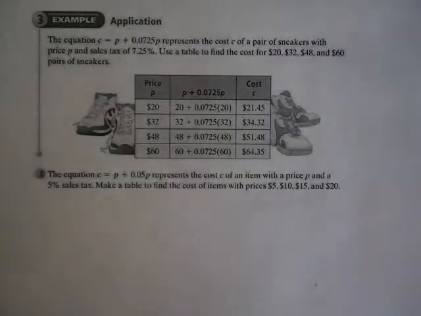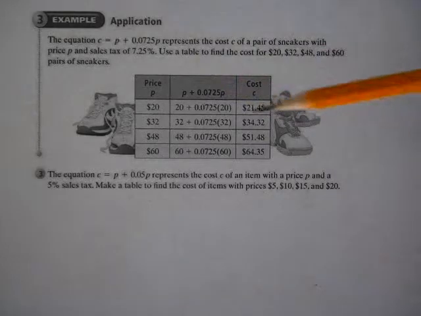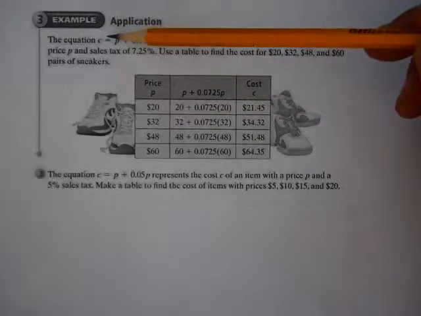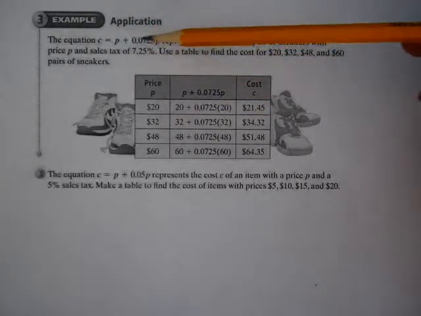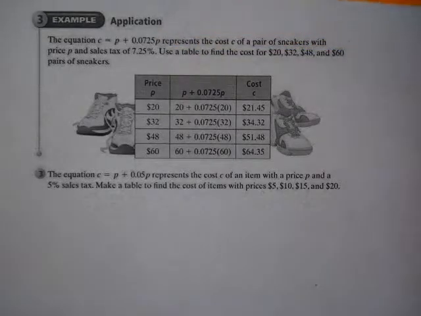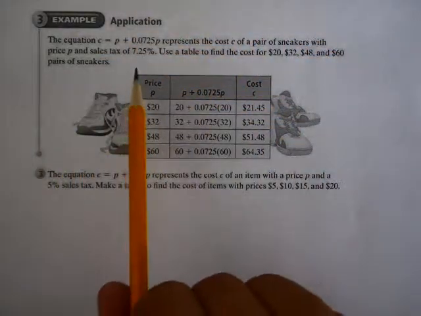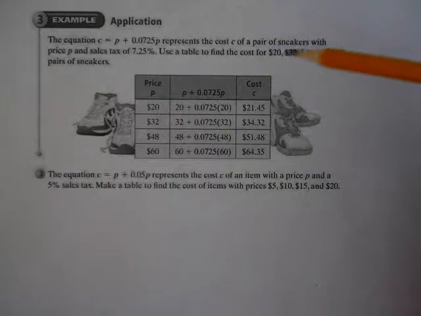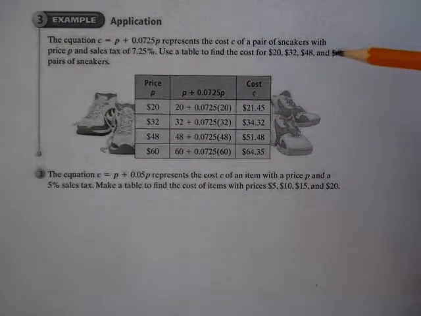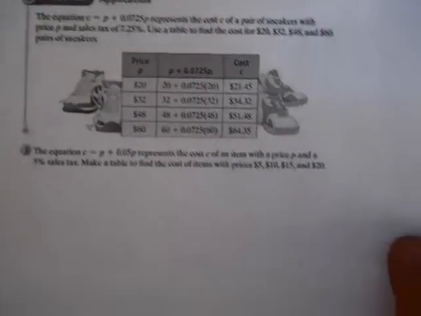Again, we're going to be taking a look at an application problem where we're using our order of operations to determine the price of something. So when we look at our example problem here, they give us this crazy equation. It says C equals P plus 0.0725 times P, representing the cost C of a pair of sneakers with the price P and sales tax of 7.25%, and use a table to find the cost for $20, $32, $48, $60 pairs of sneakers. So let's examine, see if we can make sense of this guy.